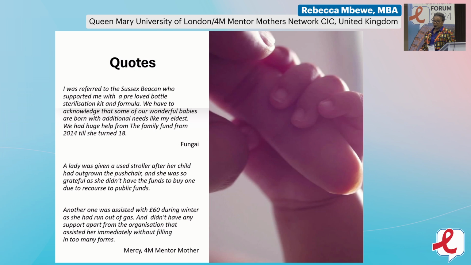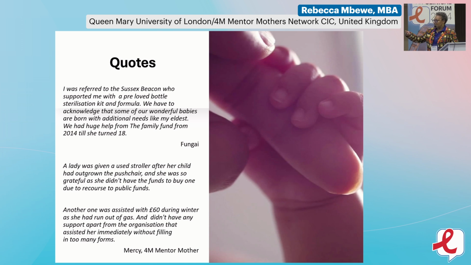These are some of the quotes from the women that we've managed to support. Fungai was saying I was referred to Sussex Beacon, who supported me with a pre-loved bottle sterilization kit and formula. So that's very practical kind of support. We have to acknowledge that some of our wonderful babies are born with additional needs, like my eldest. We had huge help from the Family Fund from 2014 until she turned 18. So that just gives you an idea of how much scope that community organizations provide some support.